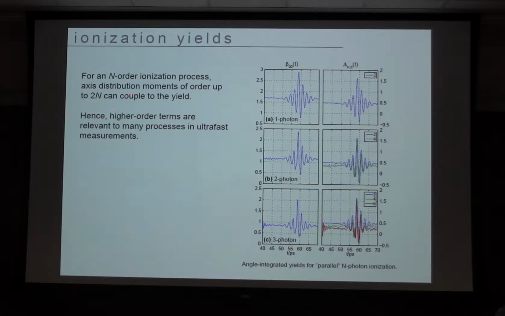And so for an n-order process, if you go through the algebra and the angular momentum coupling, you can say that axis distribution moments of up to 2n can couple into this yield. So if you measured the yield for a 2-photon process or a 3-photon process, you can see these extra features start to appear in the yield, which corresponds to coupling in of higher order axis distribution by higher order k terms.